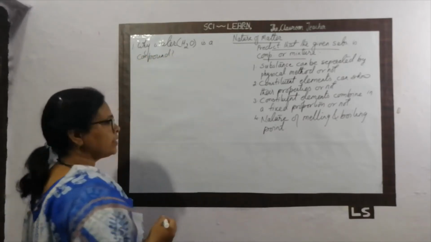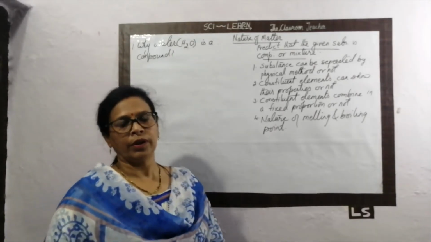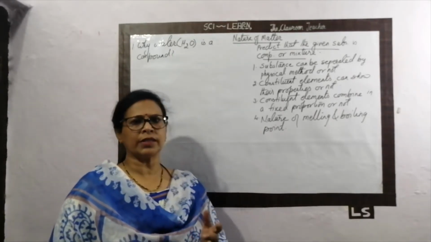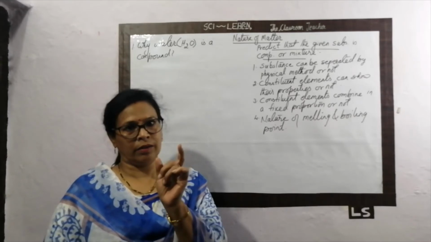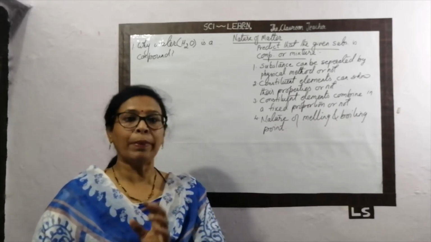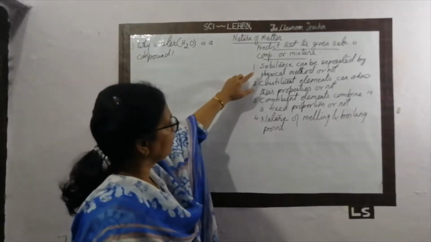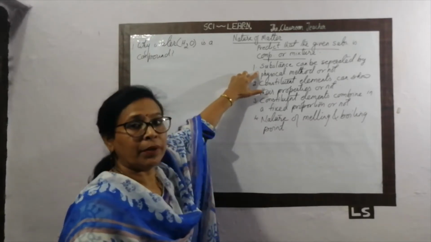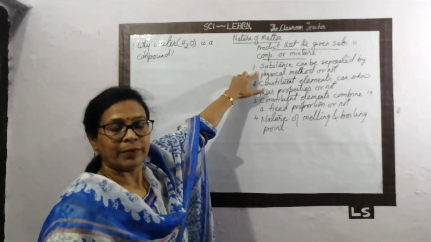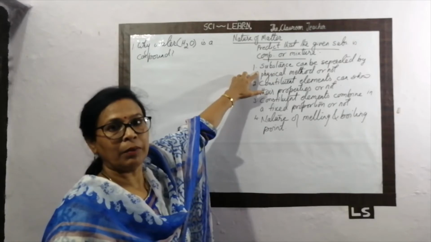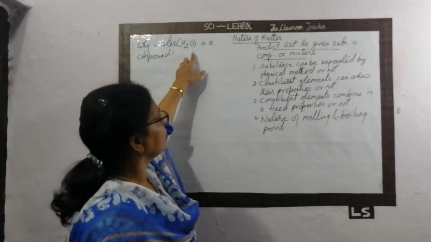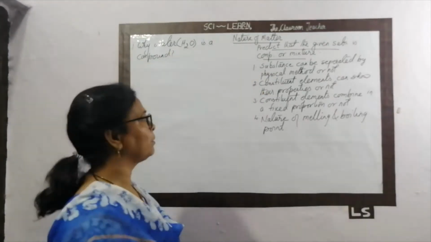You have to give this answer. Why is water a compound? Now, what is the answer? Yes, water is a compound, but there is a reason why. Water is a compound because, first point, it cannot be separated by a physical method. The constituent elements of water, hydrogen and oxygen, cannot be separated by a physical method.